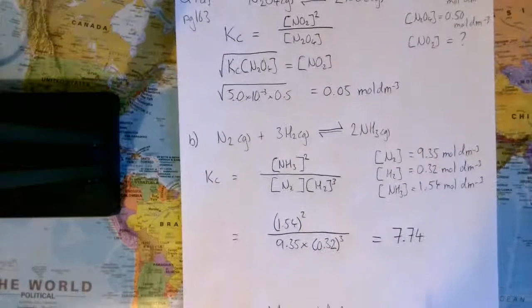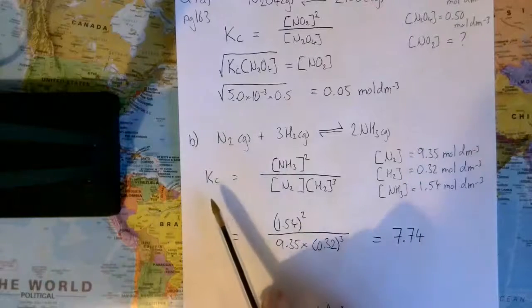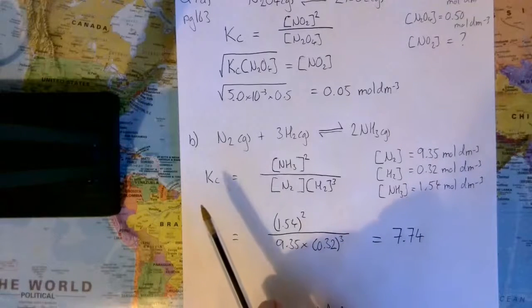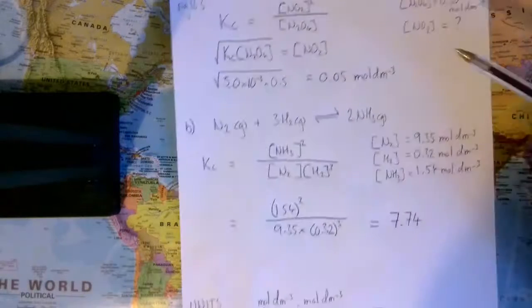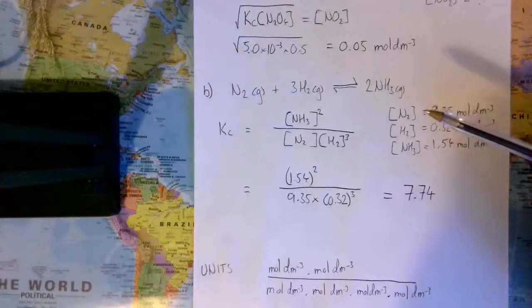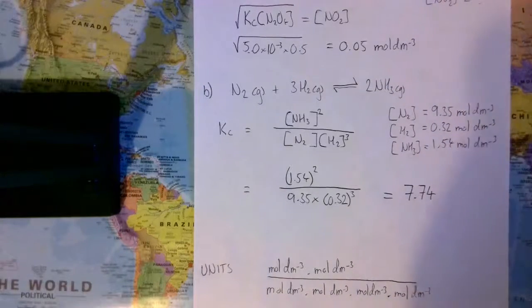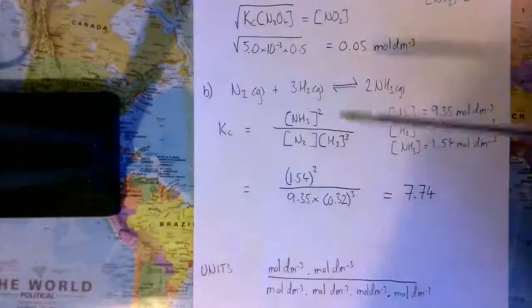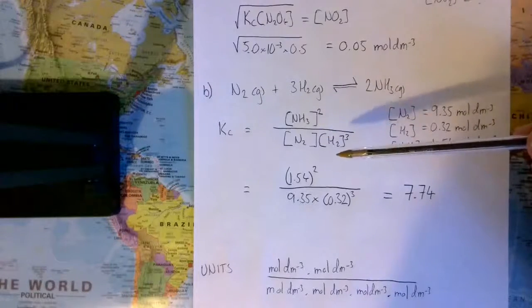Now what we're going to do is talk about the units. So they vary every time for Kc. It's not something that's got set or fixed units. What you've got to do is calculate it every single time, and it varies depending upon how many moles of products and reactants you've got.